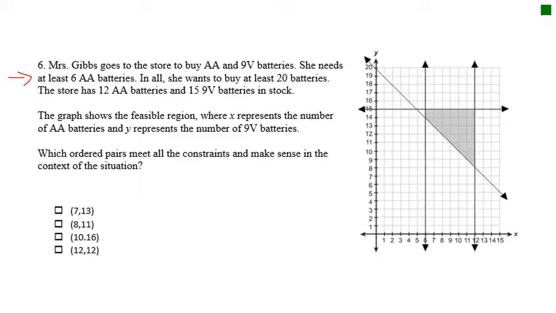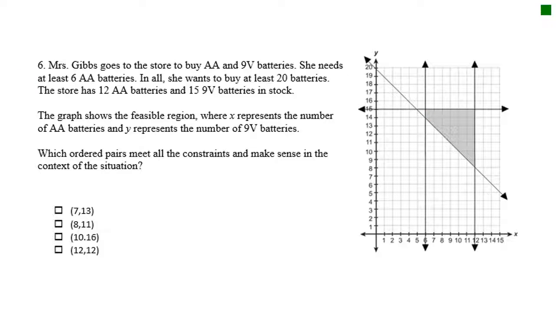Which ordered pairs meet all the constraints and make sense in the context of the situation? Once again, they've graphed everything for us. Now we just want to know which of these ordered pairs are within our solution set. Remember, the solution set is where your graphs intersect. So our solution set is this whole area where the shadings all intersect. It's like this little, it's not a triangle, this little quadrilateral down here.